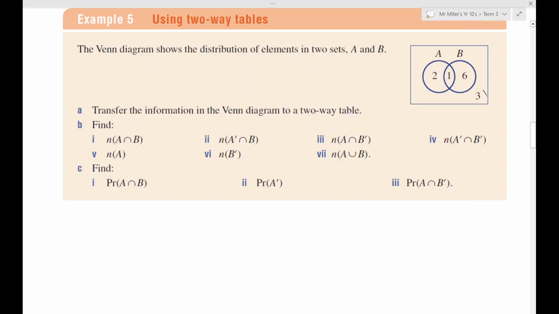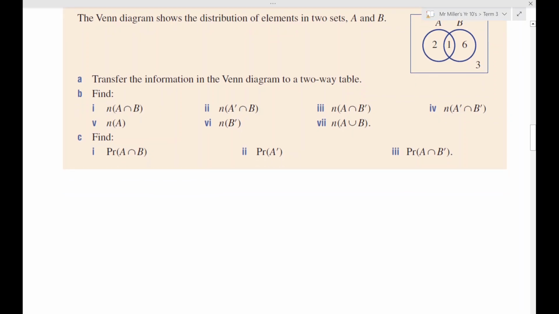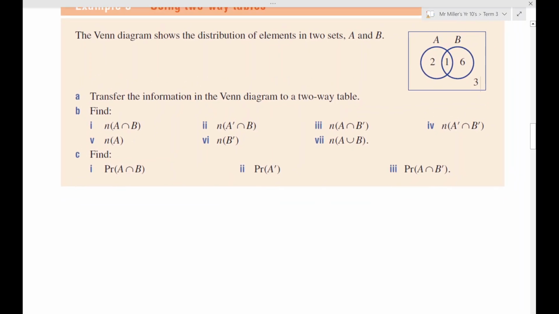Okay, guys, the information in a Venn diagram, I can represent it in a two-way table. That's just an alternative way to represent these sets and the distribution of these sets. We can just show that in a completely different way, and I'll show you. So if I were to show the information provided in this Venn diagram in a two-way table, I need to set up my two-way table.